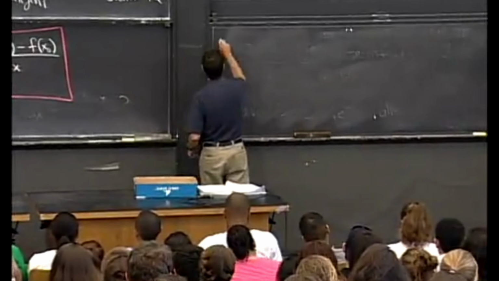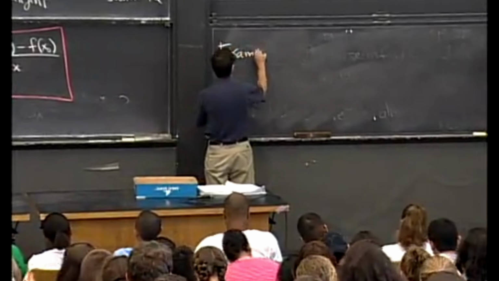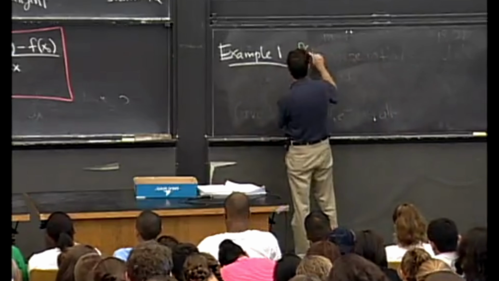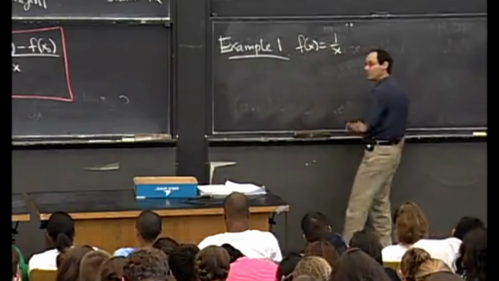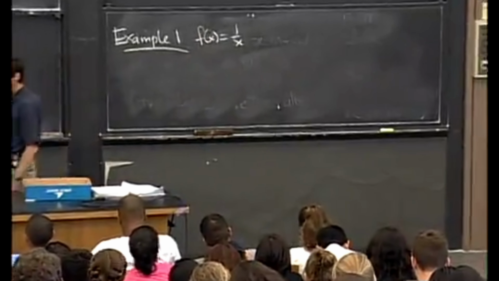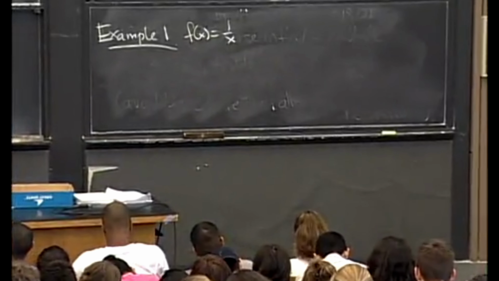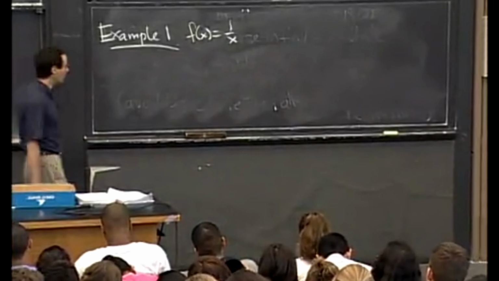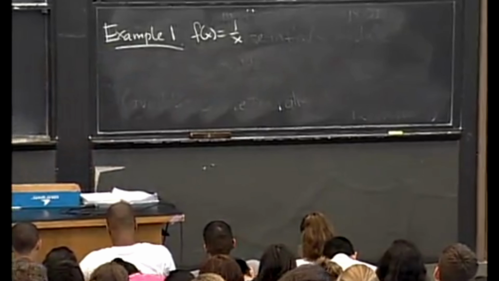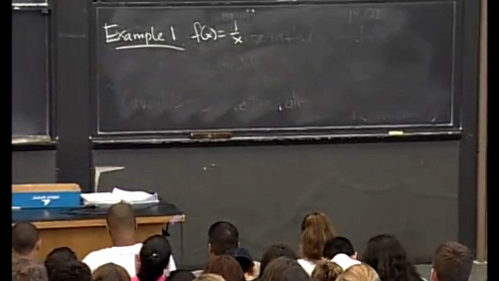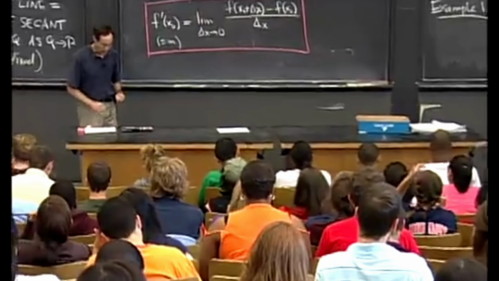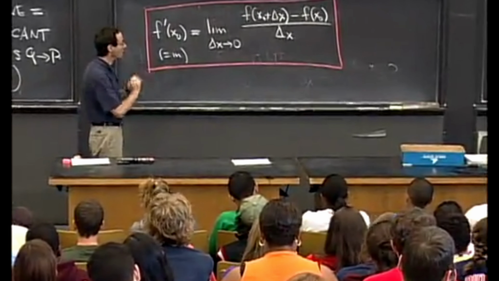This example, so we'll call this example 1. We'll take the function f of x, which is 1 over x. That's sufficiently complicated to have an interesting answer, and sufficiently straightforward that we can compute the derivative fairly quickly. So what is it that we're going to do here? All we're going to do is plug in this formula here for that function. That's all we're going to do.